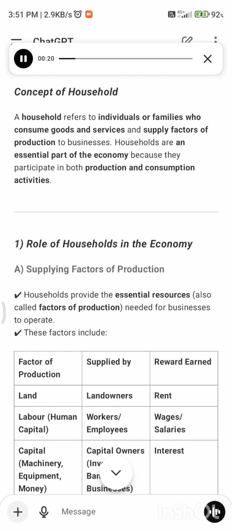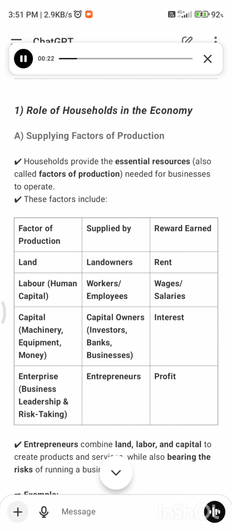1. Role of households in the economy. A. Supplying factors of production. Households provide the essential resources, also called factors of production, needed for businesses to operate. These factors include factor of production, supplied by, reward earned.